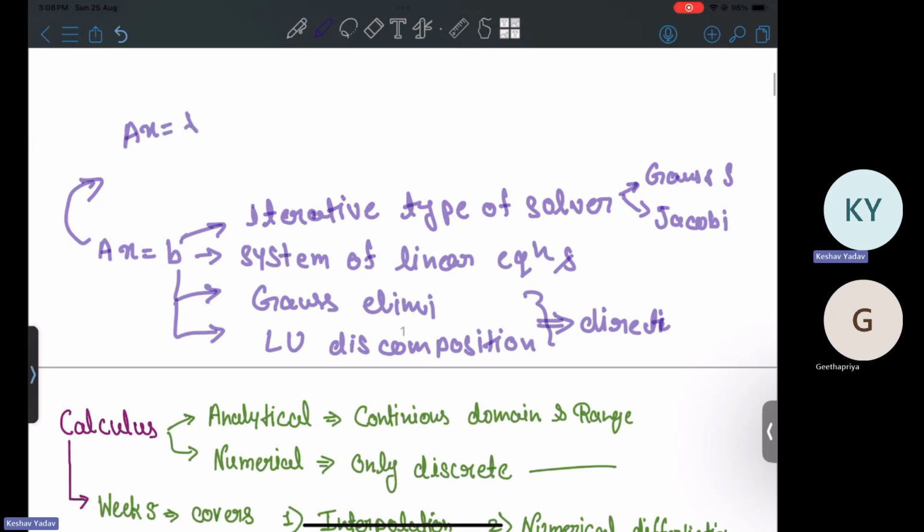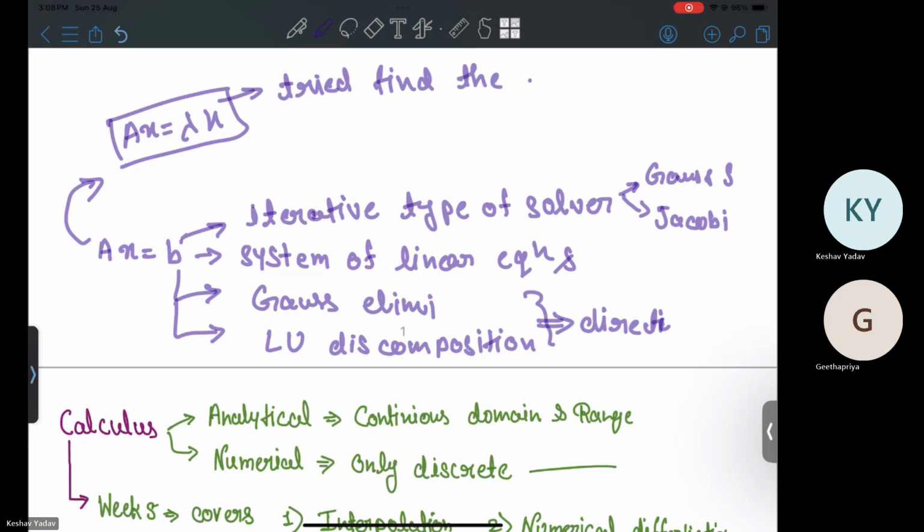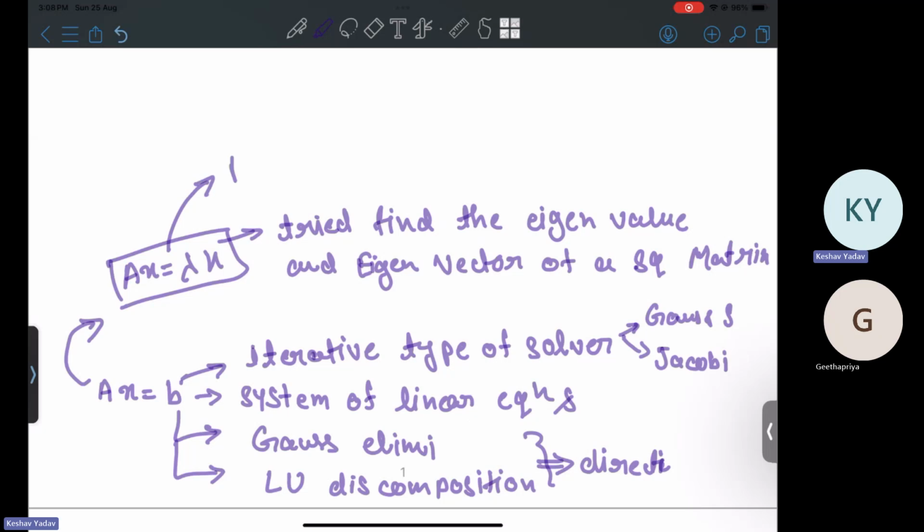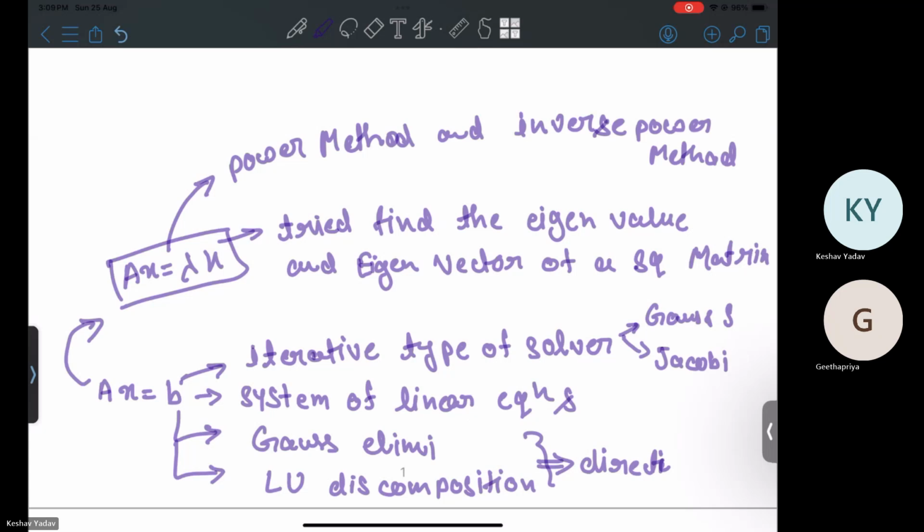We have covered the Ax equal to lambda x type of problem, which means what? We tried to find the eigenvalue and eigenvector of a square matrix, right? There we have seen the power method and the inverse power method. This inverse power method can be solved in two types: without shifting and with shifting.